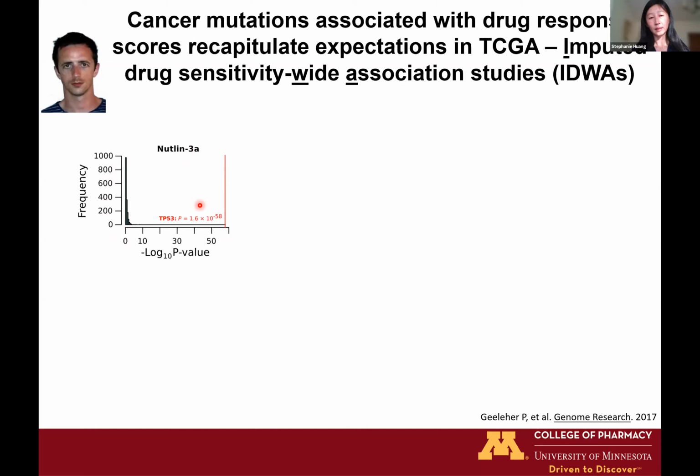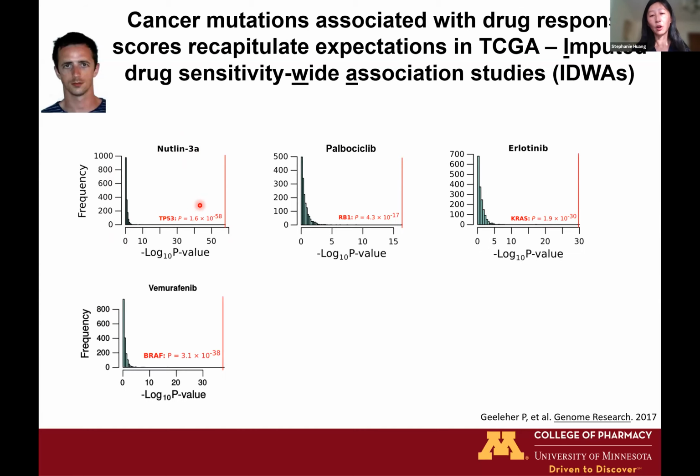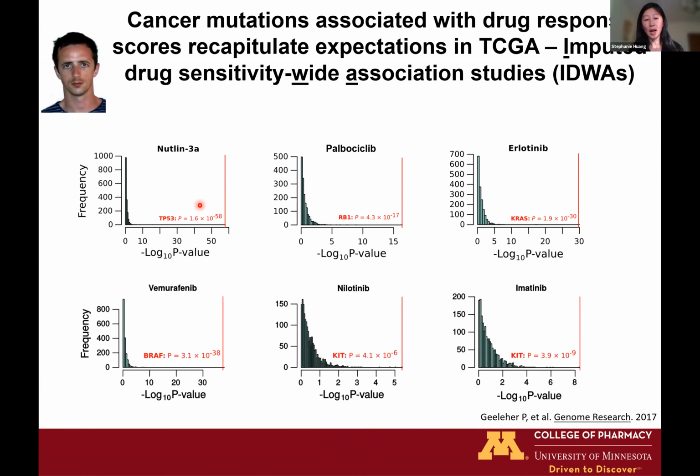And Nutlin is not the only example. We have a number of other drugs. Again, the same format. For example, here, bemarituzumab is a well-known BRAF inhibitor, and you can see BRAF, as expected. The mutation in BRAF is significantly associated with imputed bemarituzumab sensitivity in these TCGA cancers.